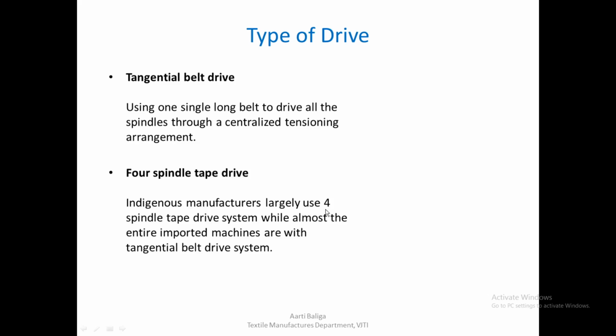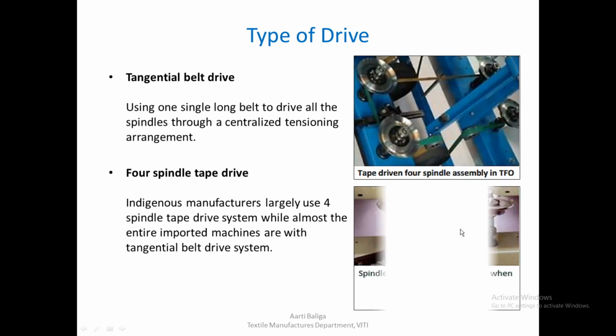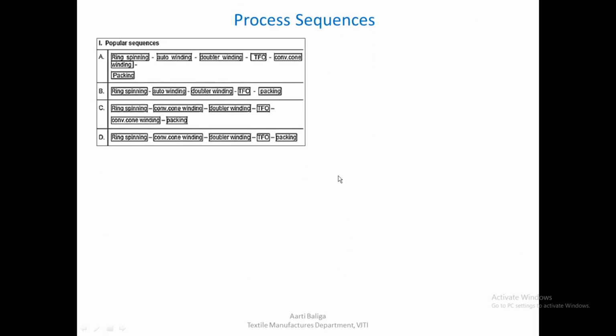Indigenous manufacturers largely use a 4-spindle tape drive system, while almost all the imported machines have a tangential belt drive system. The 4-spindle tape drive is shown here, where, just like old conventional ring frames, you can have 4 spindles driven by this tape. You can also have a spindle brake to stop the spindle when the yarn breaks, which is useful for knotting or piecing.